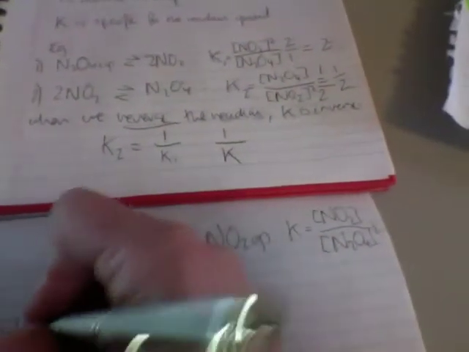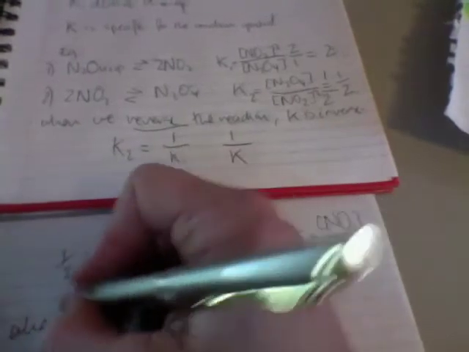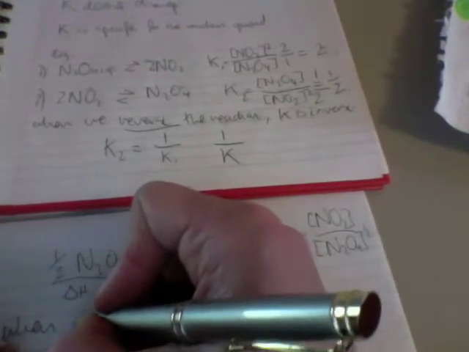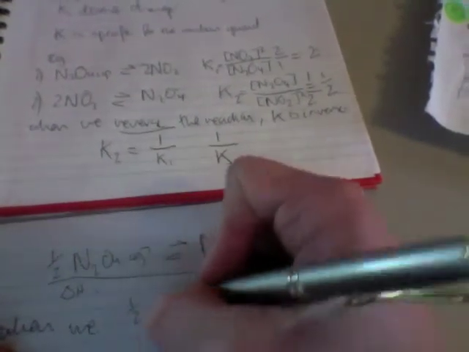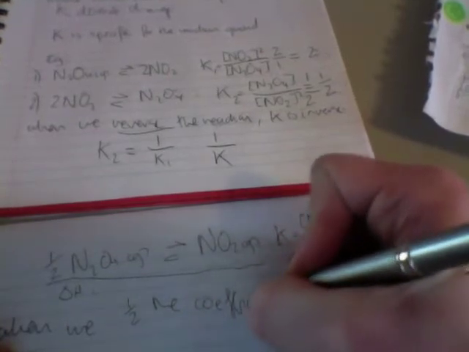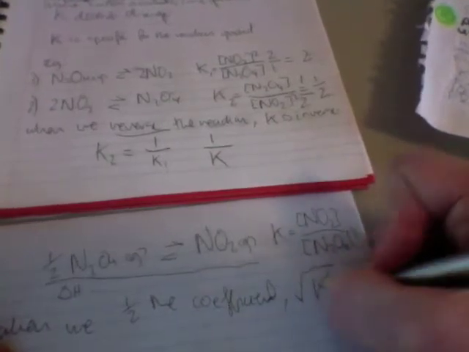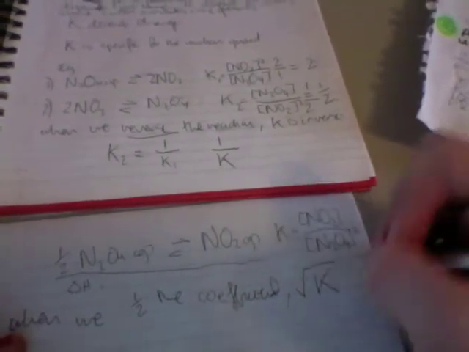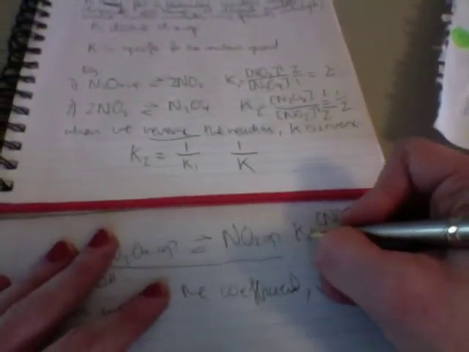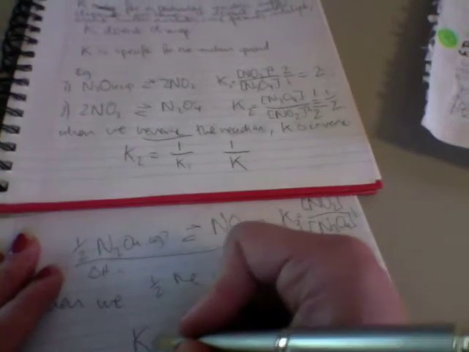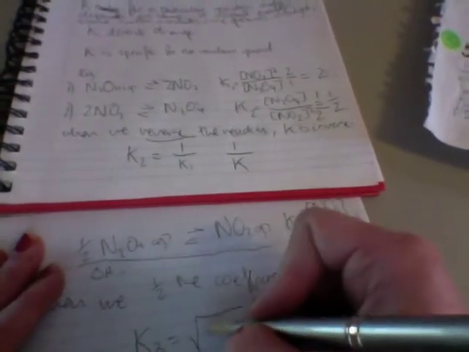This is similar to delta H, how that changes. So it's very specific for the type of reaction, how many moles of this, how many moles of this. When we halve the coefficient, K equals the square root of K. Sorry, let's just say that we call this K3. K3 equals the square root of K1.